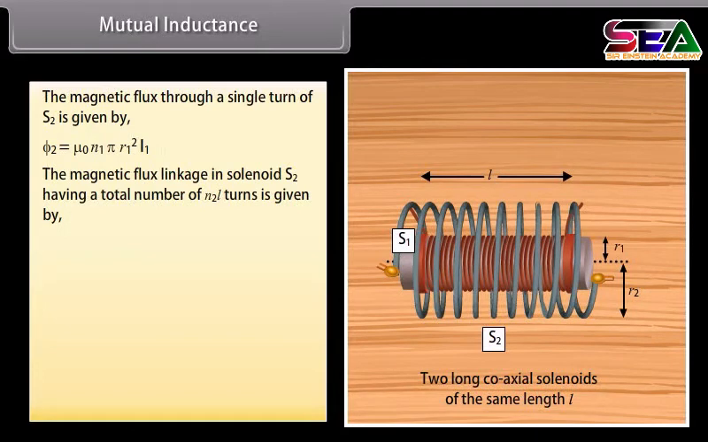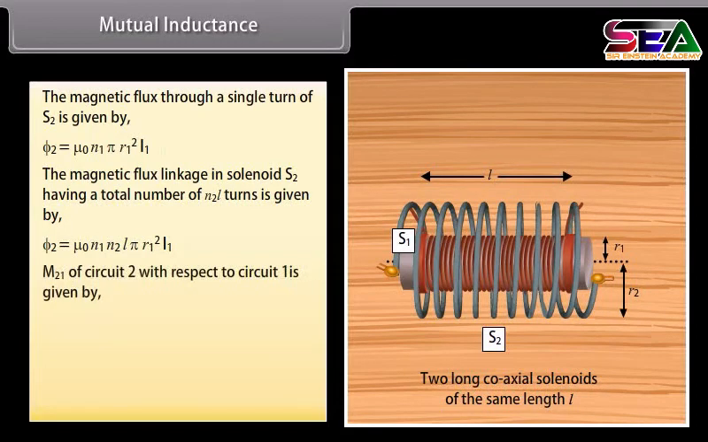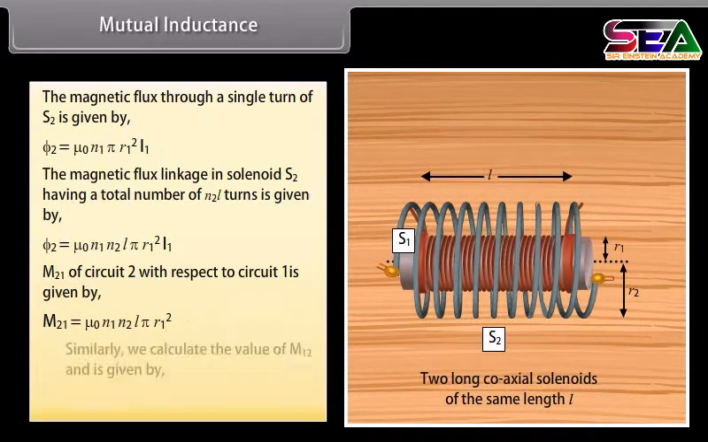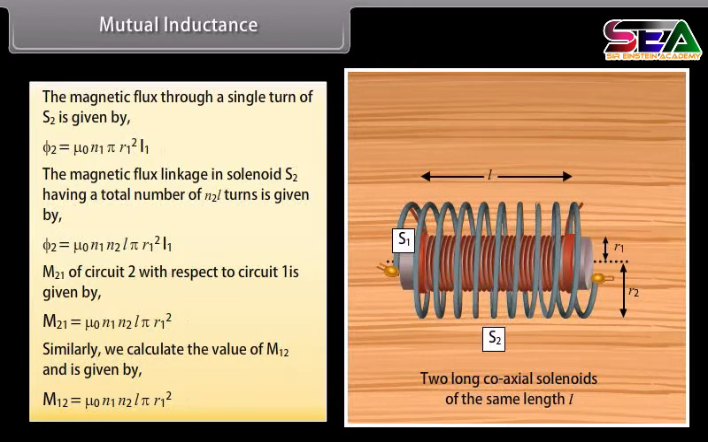The magnetic flux linkage in solenoid S2, having a total number of N2L turns, is given by mu naught N1 N2L pi R1 square I1. The mutual inductance M21 of circuit 2 with respect to circuit 1 is given by mu naught N1 N2 L pi R1 square. Similarly, we calculate the value of M12, and it is given by mu naught N1 N2 L pi R1 square.